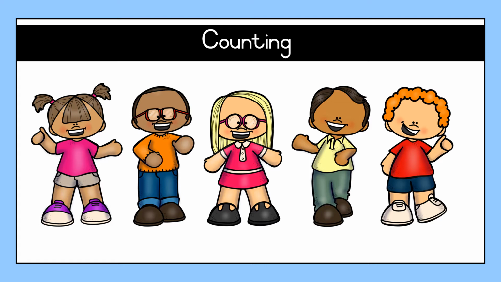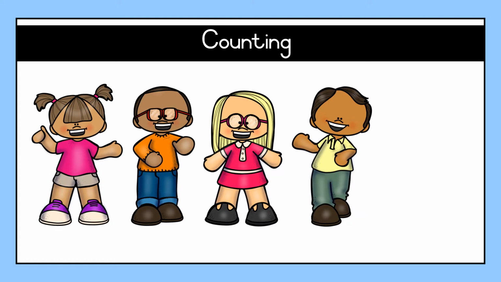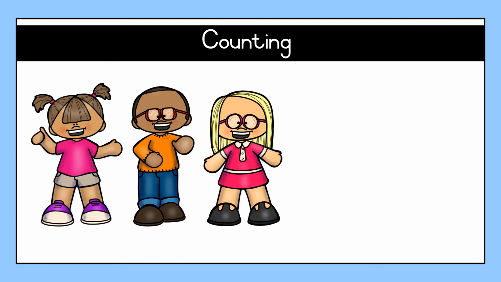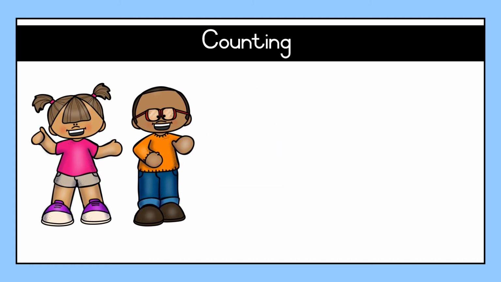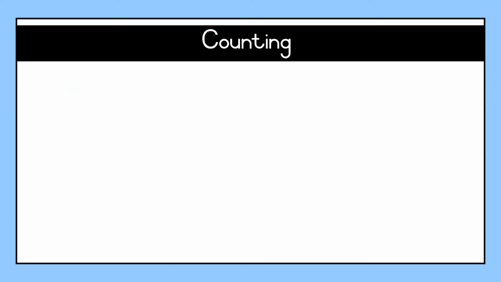Let's see. 5 friends, 4 friends, 3 friends, 2 friends, and lastly only 1 friend. Well done. So you have counted forwards from 1 to 5 and counted backwards from 1 to 5. Well done.